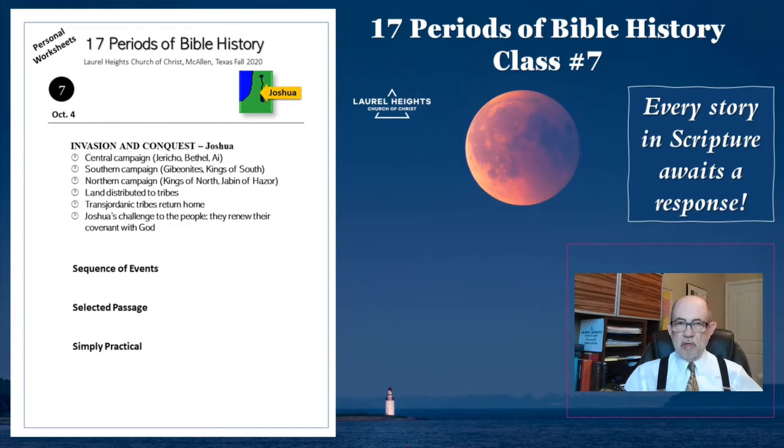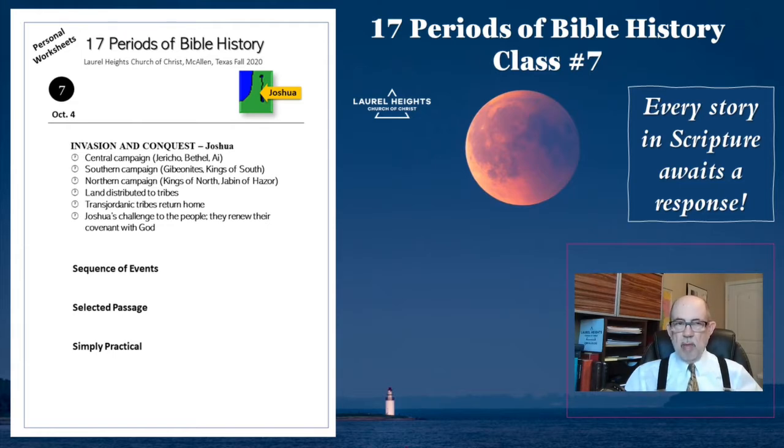This is the 7th class in a series designed to cover the 17 periods of Bible history. This is not a verse-by-verse analysis. This is a survey of Bible history where we work through a timeline from Genesis to Revelation. And the purpose is to have the big picture well in mind. This will help us in all of our other Bible study and Bible reading efforts.